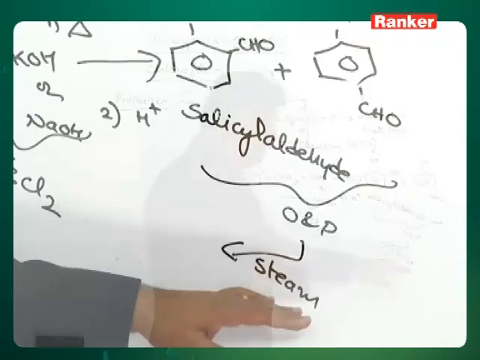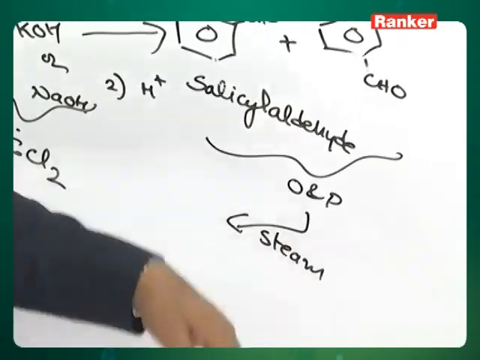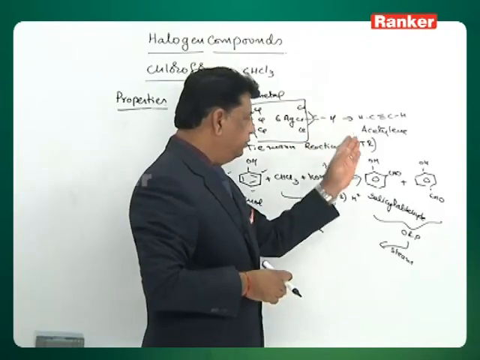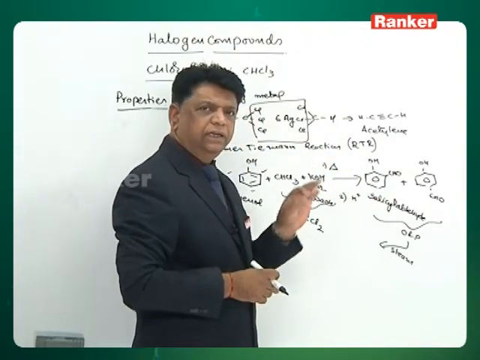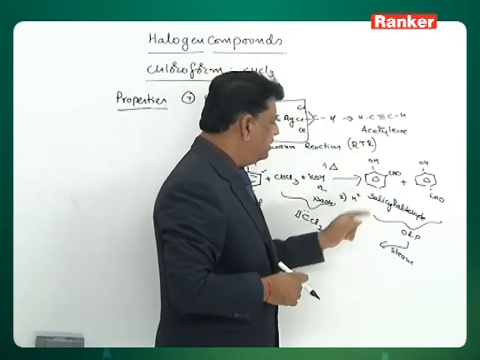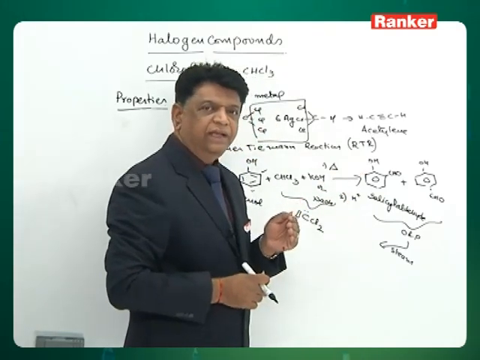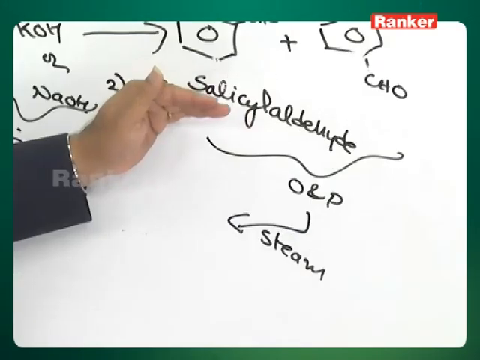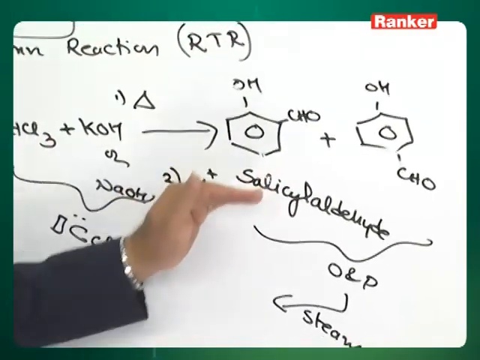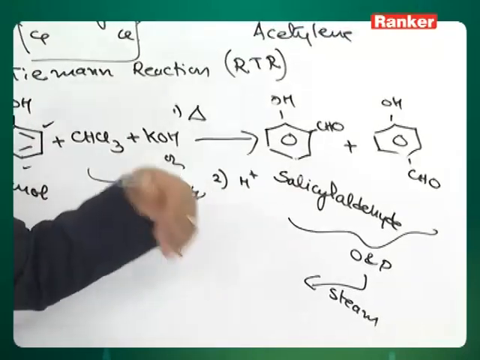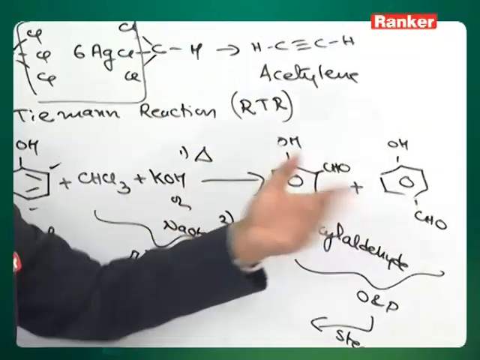Steam specifically at 100 degrees only will be transferred from the water to this. That means to this mixture you are giving exactly 100 degrees centigrade. Fortunately, the salicyl aldehyde has a boiling point very slightly below 100. So salicyl aldehyde alone is coming over, and the para isomer is not there.